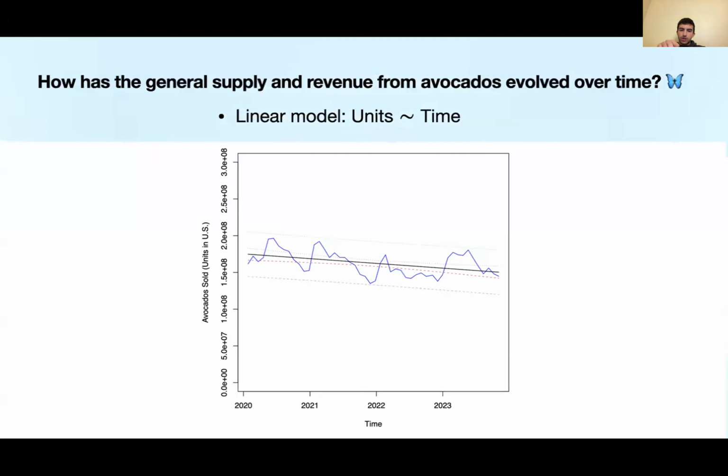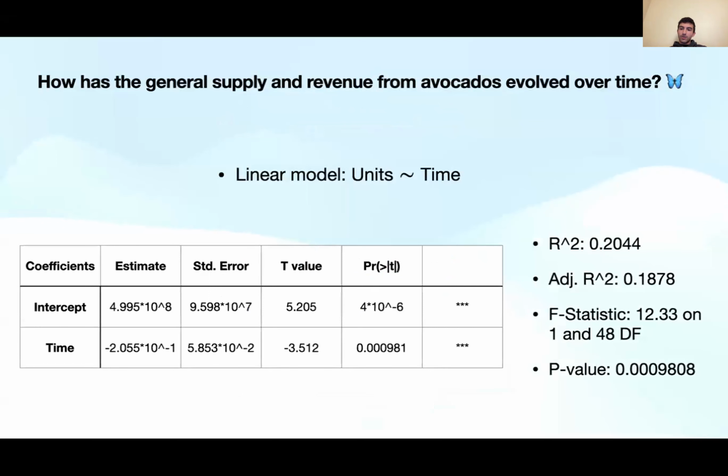And the first thing to notice here is that there seems to be a slight downward trend. Another thing to point out is there seems to be some periodicity to the number of units sold. I'm going to get into that later, but right now, this model clearly has a negative value for its slope. And it's important to point out that this time variable is the number of days from January 1st of 1970.